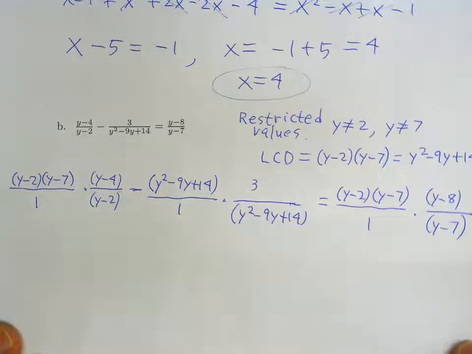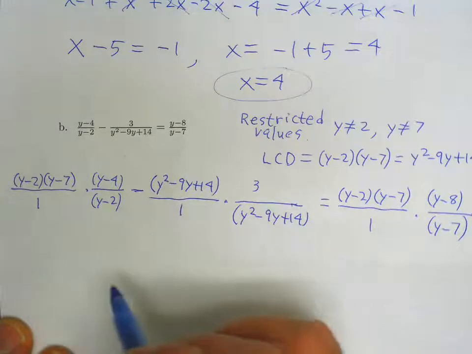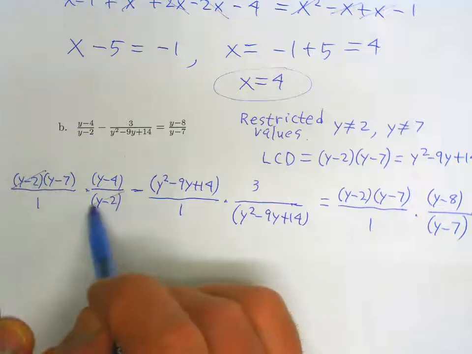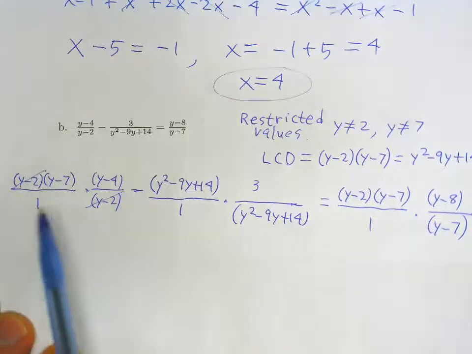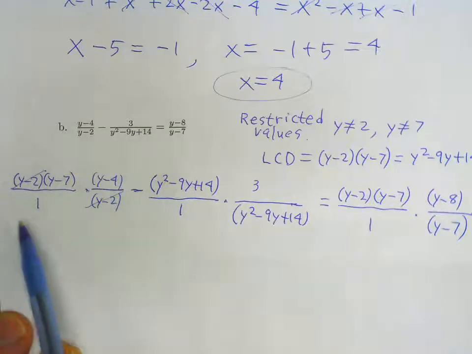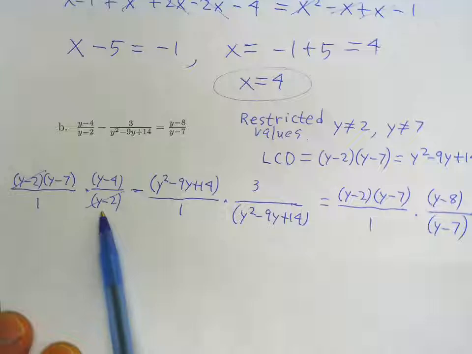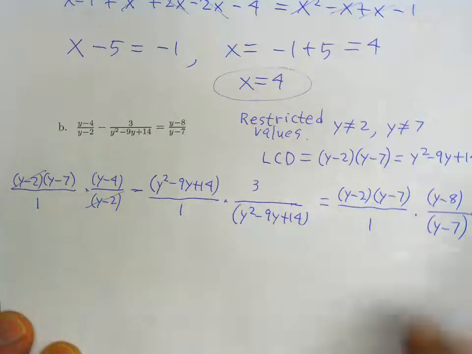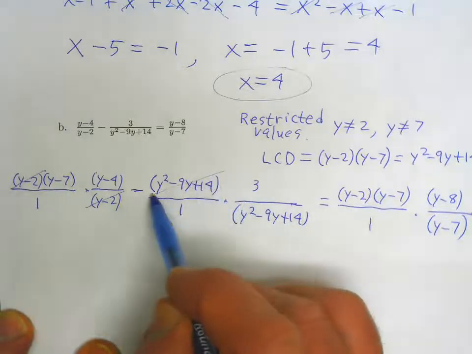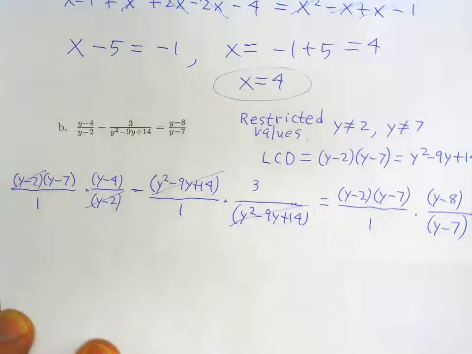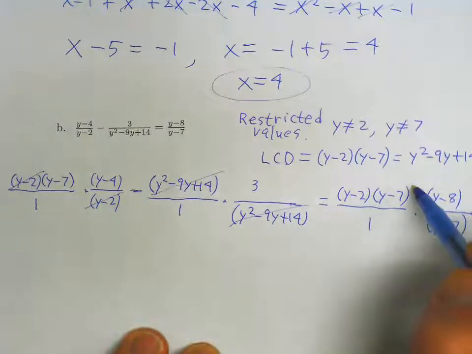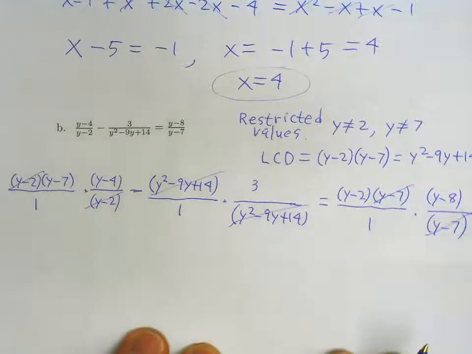Okay, it looks worse before it looks better, but the payoff is worth it. In this first product, y minus 2 divided by y minus 2 cancels. So in this first product, we did what they call clear the denominator. The denominator is now just 1. In the next product, we clear the denominator by canceling the common trinomial factors. On the right-hand side, clear the denominator by dividing y minus 7 by y minus 7.